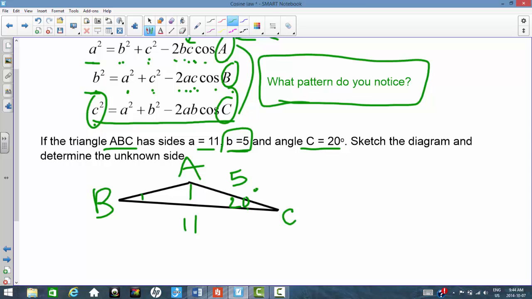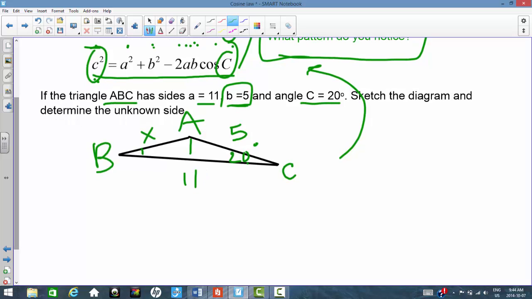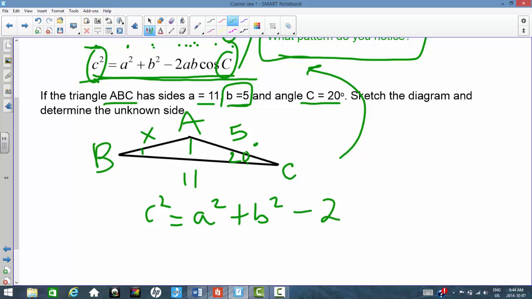Now I need to use one of these formulas up here. You have to find the one that's appropriate. We're trying to find this side over here, which is the X. Notice it's across from the C, so we're trying to find the C side. So we're going to use the bottom formula right here. C squared equals A squared plus B squared minus 2AB times cos of C.